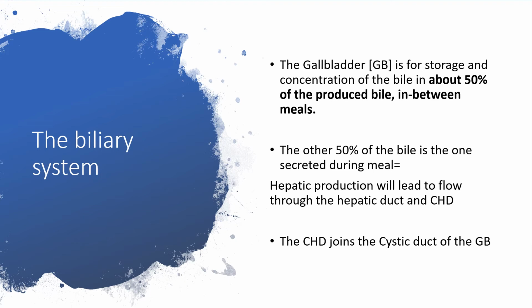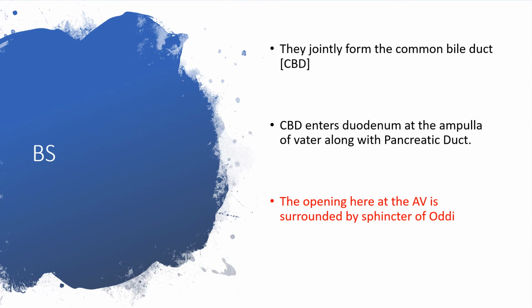The other half is the bile produced or secreted during meals. That one will not need to be stored. It will follow hepatic production that will flow through the hepatic ducts, right and left, forming the common hepatic duct. And the common hepatic duct will be joined by the cystic duct from the gallbladder later on. That is, the cystic duct of the gallbladder and common hepatic duct will jointly form the common bile duct.